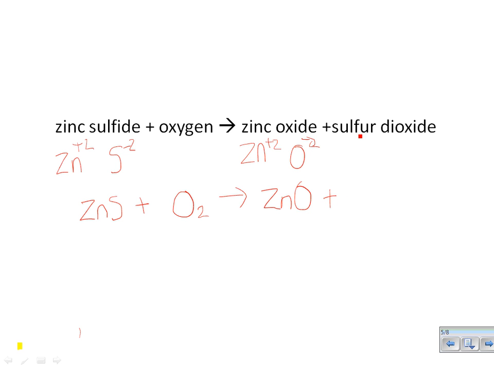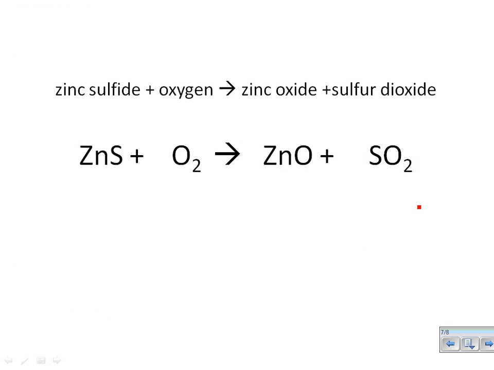Finally, we have sulfur dioxide. Well, we know sulfur is a nonmetal. We know oxygen is a nonmetal. Nonmetal bonded to nonmetal is a covalent compound, which is why we see this prefix. There is no prefix in front of sulfur, which means that there is only one atom of sulfur. The prefix di means 2, so we're going to have 2 atoms of oxygen. So we have written out our chemical equation. Now we need to balance it.